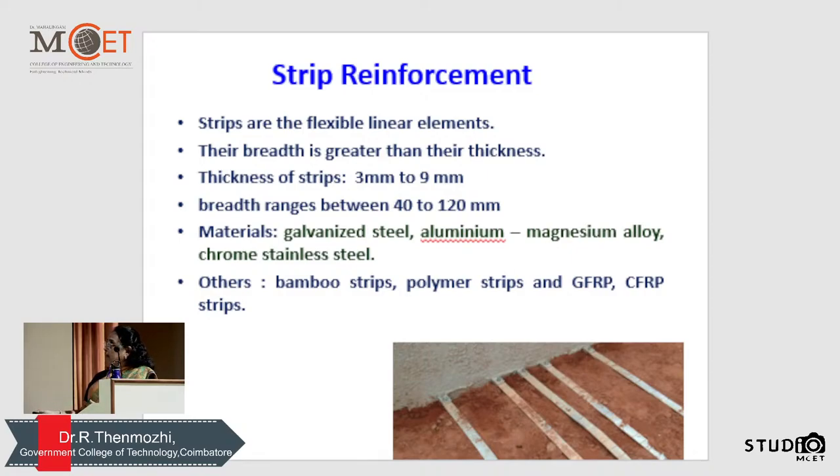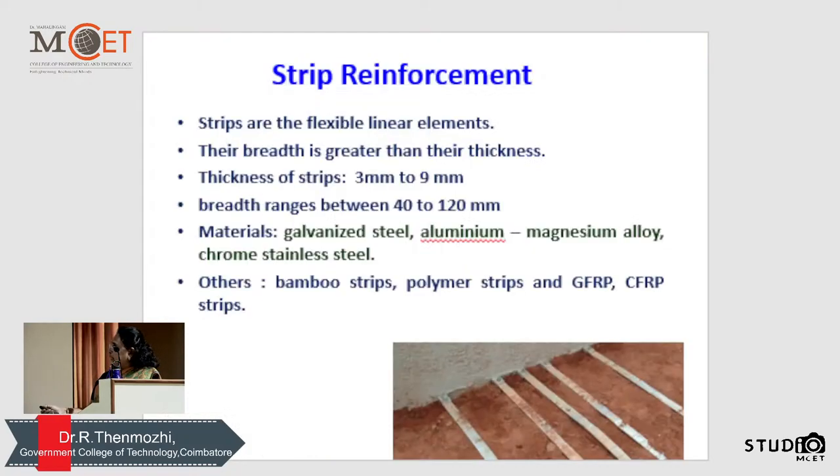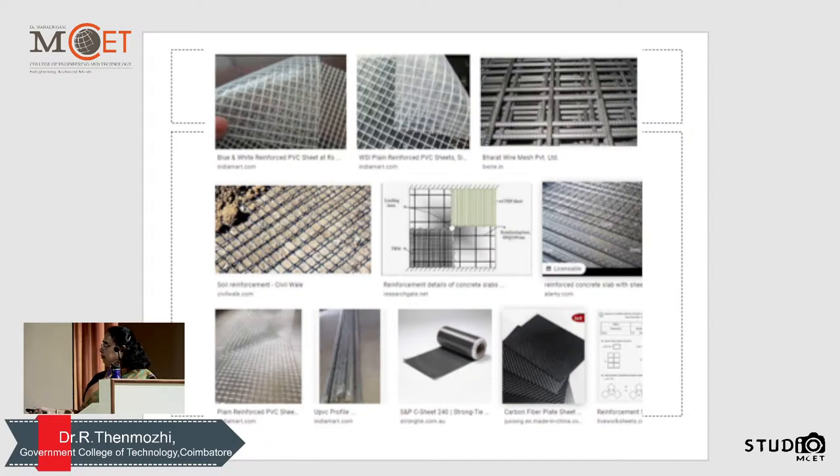And the material of this may be, as I have shown you one thing before, like this, you may also have the grid system, or it may be strips. The strip reinforcement may be made up of galvanized steel, aluminium, magnesium alloy, or some kind of stainless steel. Similarly, you may have bamboo strips, polymer strips, or strips made of GFRP or CFRP. And similarly, instead of that grid or strip, you may have a sheet reinforcement also. Right, that is another one. And these are different types of strips you have.